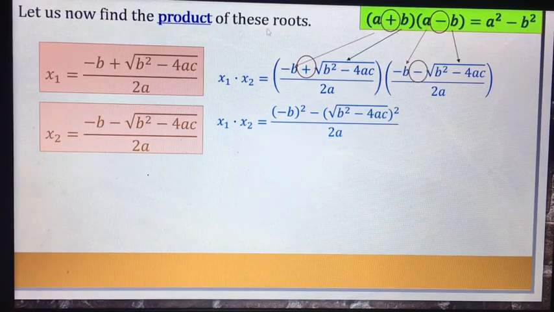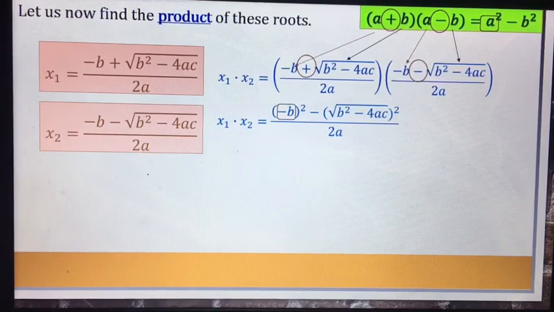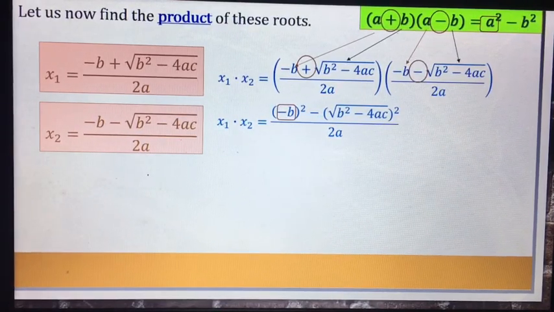So this becomes negative b squared. And then square the second term, which is the square root of b squared minus 4ac. When multiplying, the first term is b squared, and the second term is the square root of b squared minus 4ac. We just square the first and second terms.